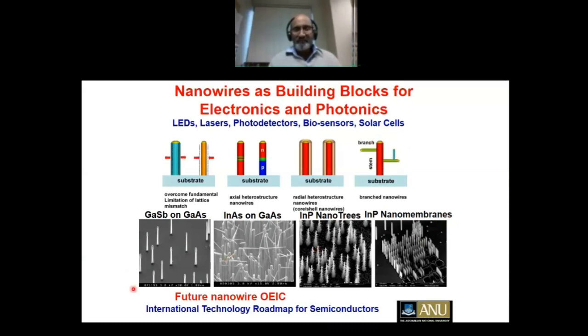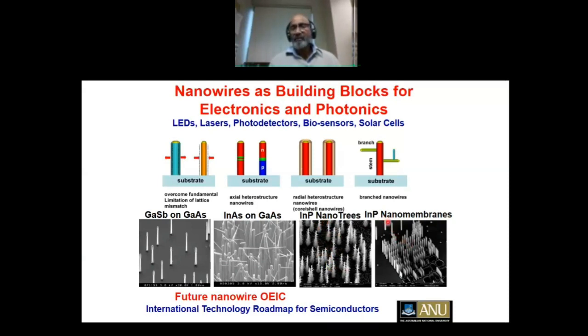So here are some examples from my own group. You can see that we have shown that we can grow gallium antimonide on top of gallium arsenide nanowires. Despite large lattice mismatch, we're able to show that you can make atomically perfect nanowires. You can also make indium arsenide nanowires on top of gallium arsenide. You can create these branched nanowires so that they can be used as cantilevers and scanning probes and things like that. You can also make indium phosphide nanotrees here. I'm giving an example where these nanotrees are absorbing different parts of the solar spectrum. They're very good for energy harvesting applications.